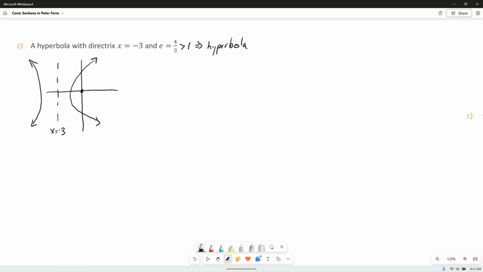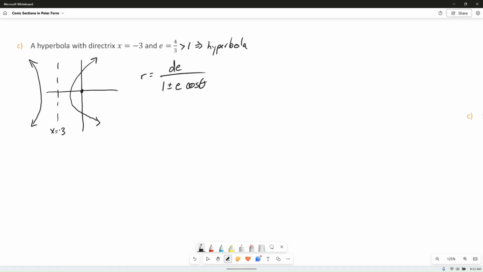But so the key takeaway here is that we have a horizontal hyperbola. If you have a horizontal graph, then that means your equation is going to have a cosine. So our equation is going to have the form r equals d times e over 1 plus or minus e times the cosine of theta. And again, I'm using cosine this time because I have a horizontal hyperbola, not vertical.